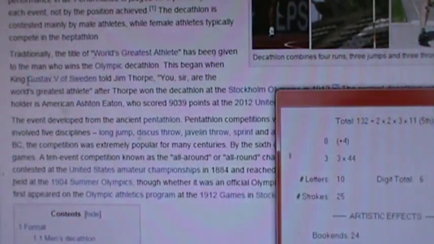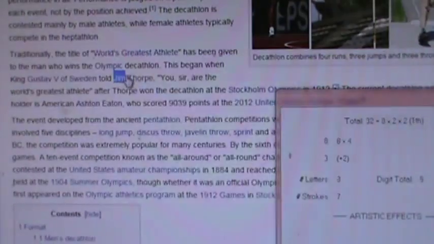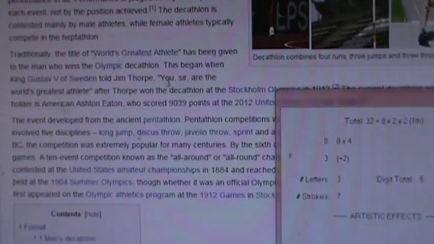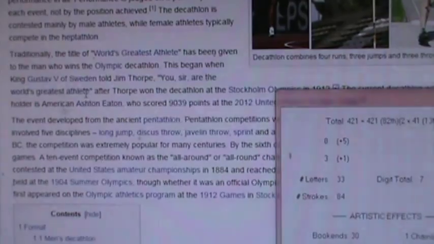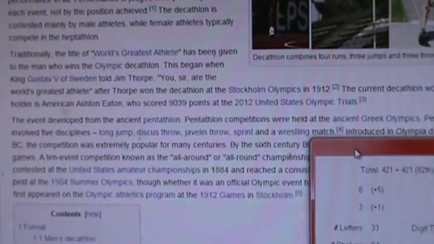And then, you know, just the fact that Gustav, James, and Jim all divide by 3. Gustav, 90, Jim, 38, sorry, James, okay. You, sir, are the world's greatest athlete. Stockholm Olympics in 1912.